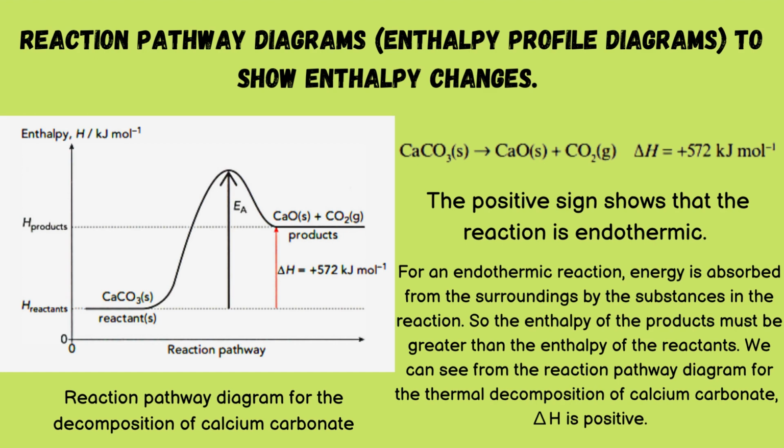This figure represents the reaction pathway diagram of the decomposition of calcium carbonate. CaCO3 gives CaO plus CO2. ΔH is given as positive 572 kilojoules per mole. The positive sign shows that the reaction is endothermic. For an endothermic reaction, energy is absorbed from the surroundings by the substances in the reaction. So, the enthalpy of the products must be greater than the enthalpy of the reactants. We can see from the reaction pathway diagram for the thermal decomposition of calcium carbonate, ΔH is positive.